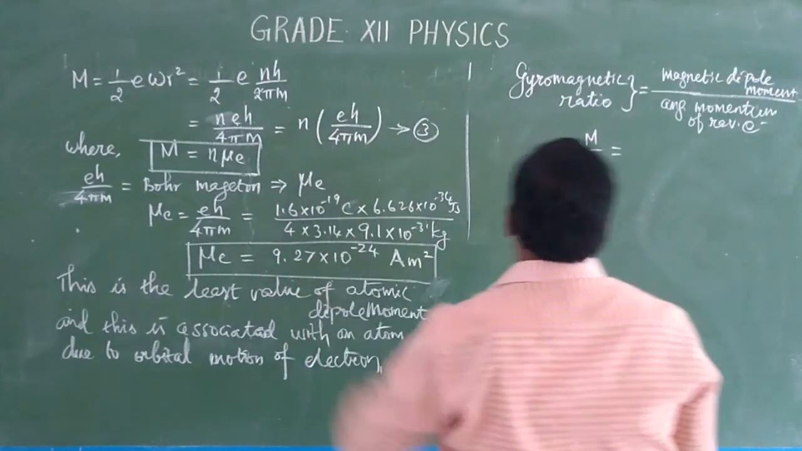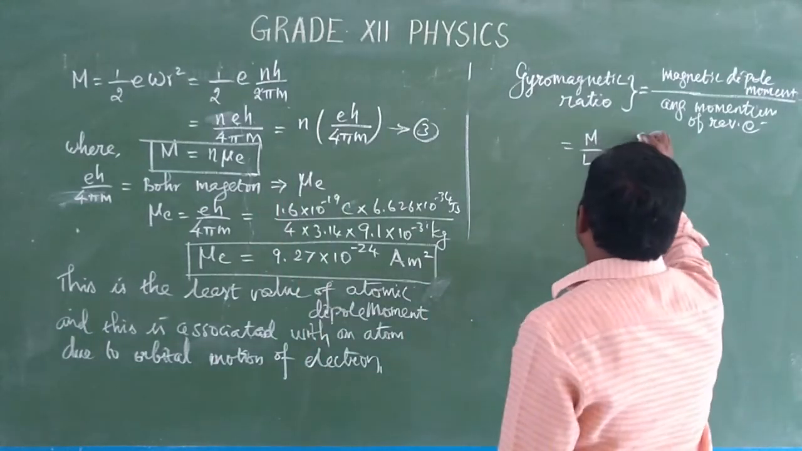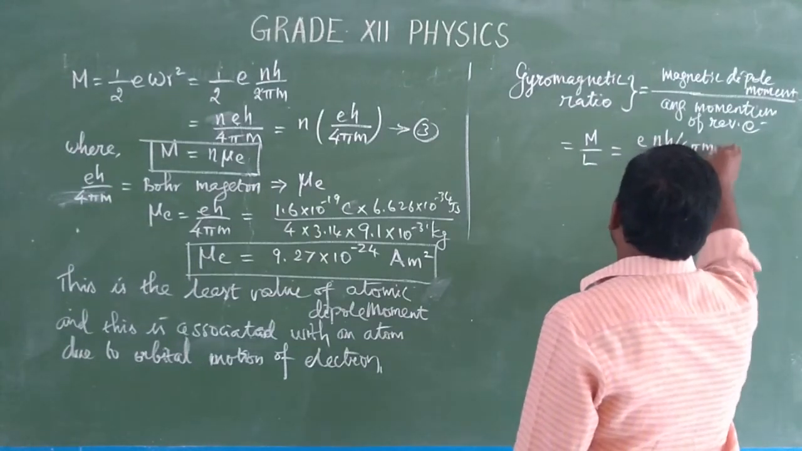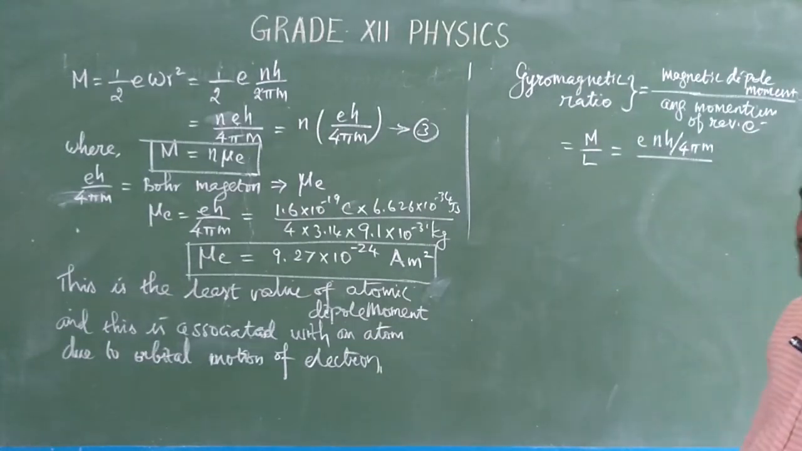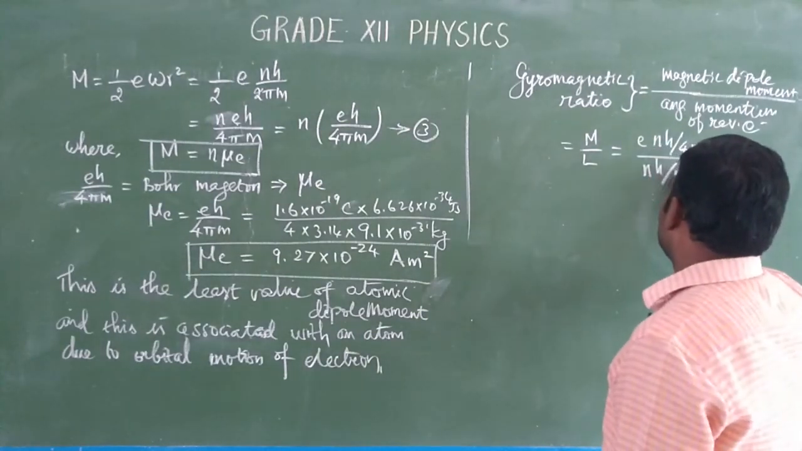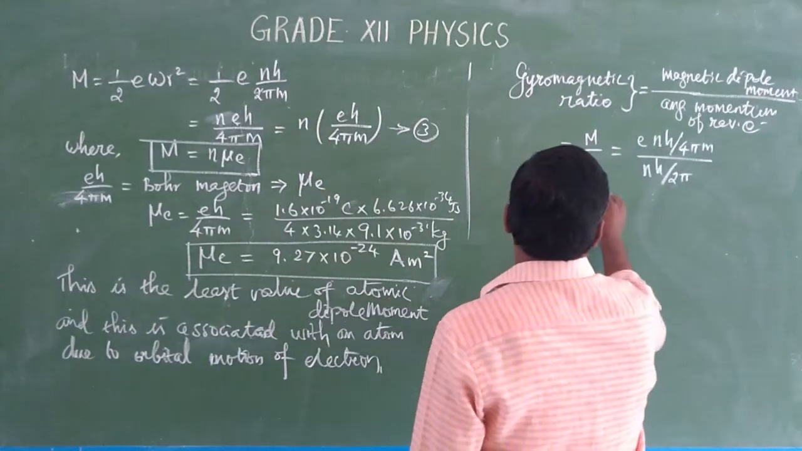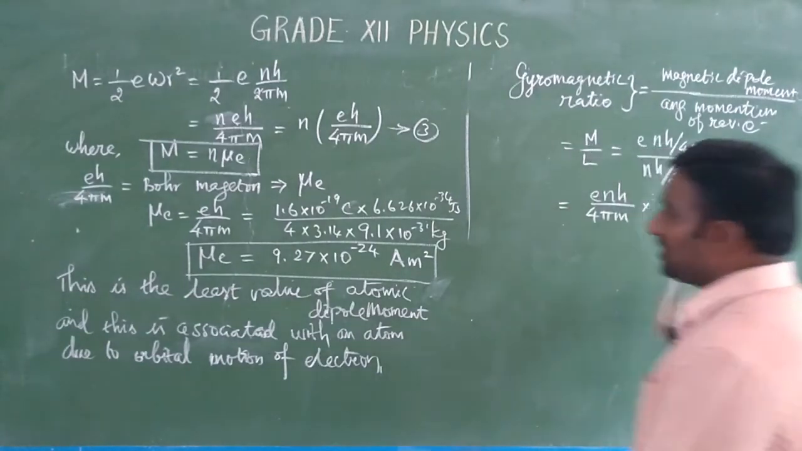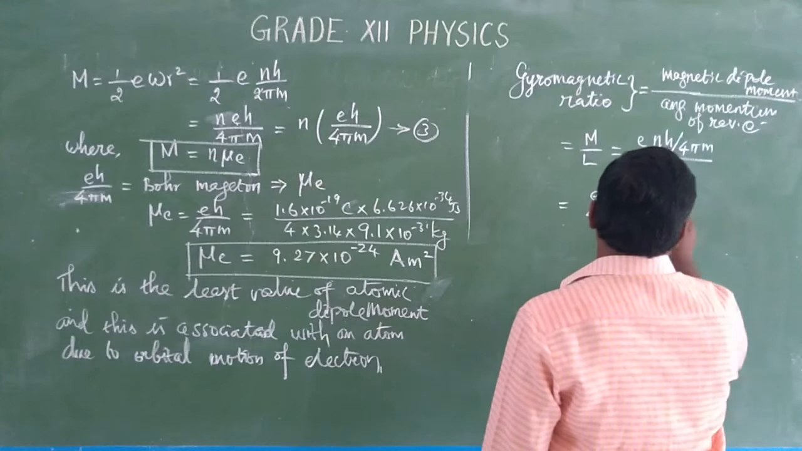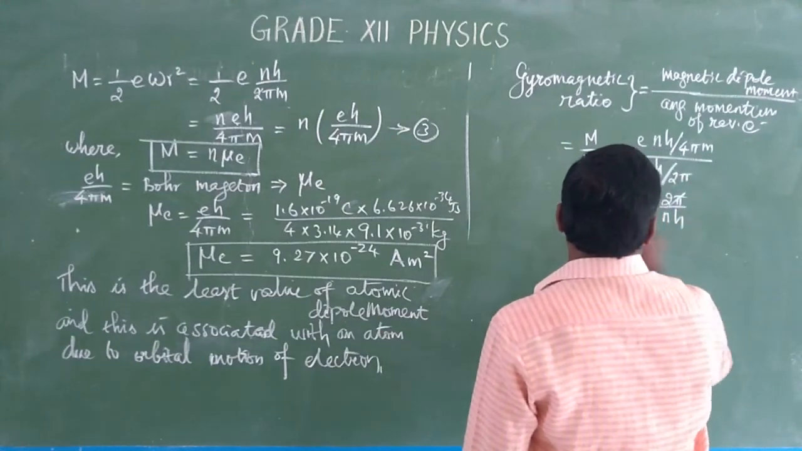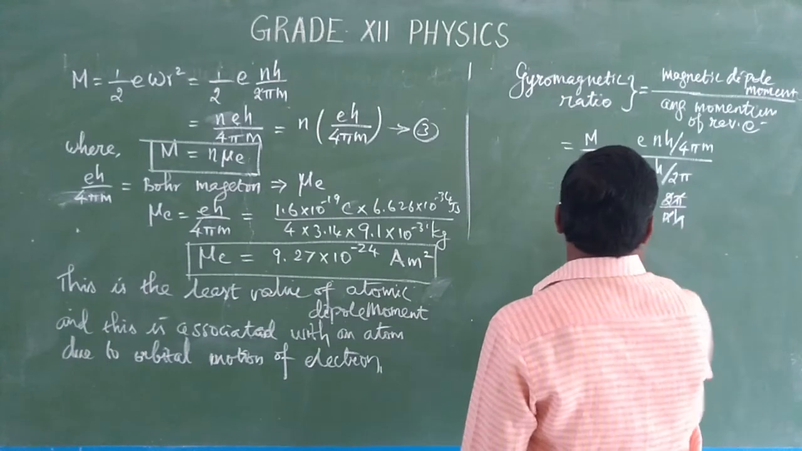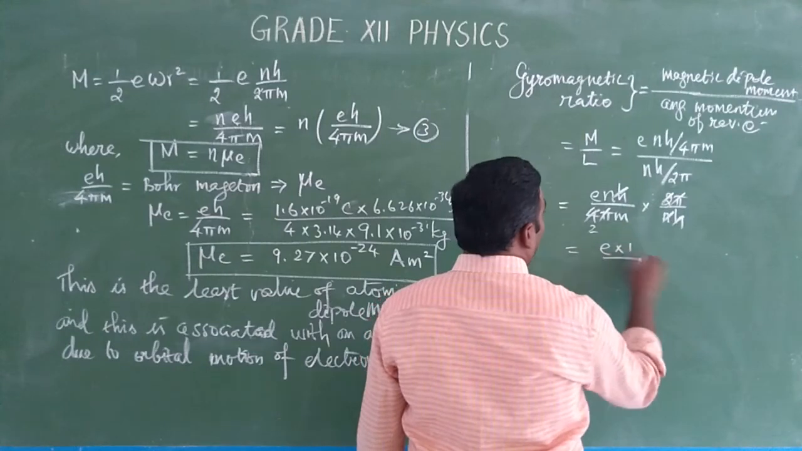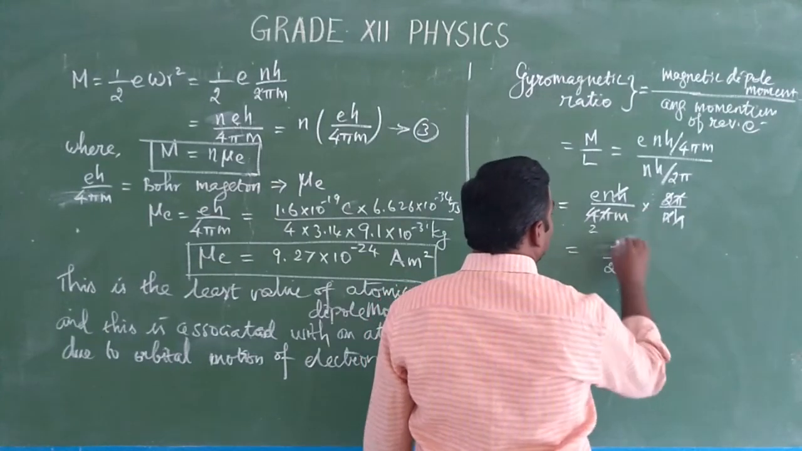Already M value we found. What is the value of M? It is e into nh by 4 pi m, divided by the angular momentum of an electron, which is some integral multiple of h by 2 pi. So e nh by 4 pi m into the denominator value changed, so 2 pi by nh. So pi and nh cancel, and 2 by 4 becomes 1 by 2. So e into 1 by 2m, that is e by 2m.